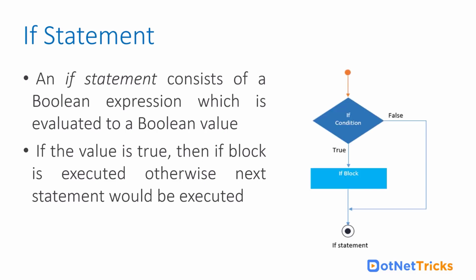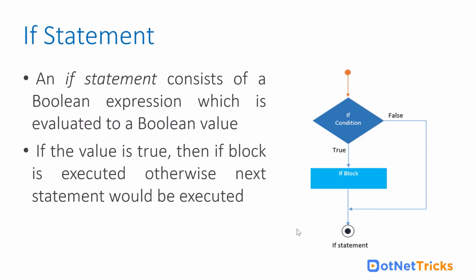Let's understand with the help of a diagram. Every if statement has a condition, and that condition we define with a Boolean expression. If that Boolean expression is evaluated as true, then the if block will be executed. If the Boolean expression is evaluated to false, then the next statement will be executed. So this is the diagram. You can easily understand how it is going to happen.